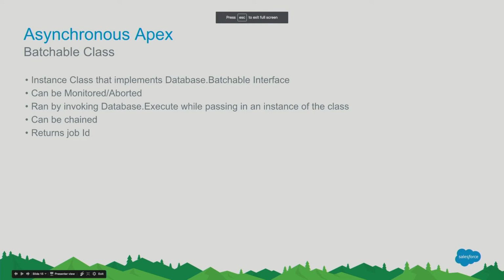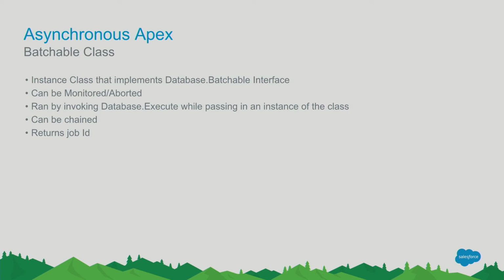So that leads us to batchable class. So batchable class is very similar to the queueable. It's an instance class that implements the database.batchable interface instead of the queueable interface. Like the queueable, it can be monitored or aborted, and we can run it by invoking database.executeBatch while passing an instance of the class. There's another way to do it too, which you'll see in the demo.